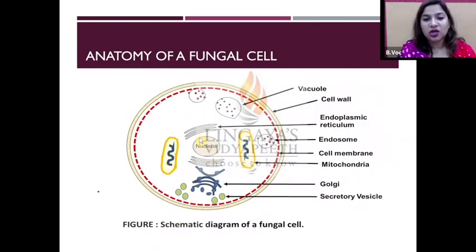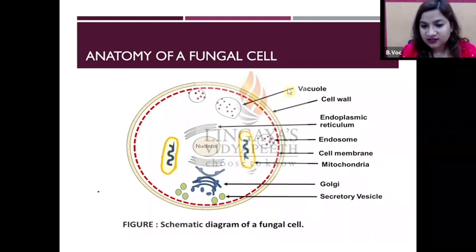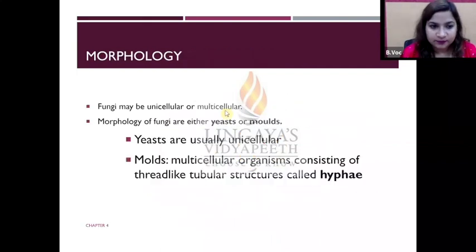This is the internal structure of the fungal cell. You can see the anatomy of a fungal cell. It consists of a cell wall. Inside the cell wall, there are vacuoles and endoplasmic reticulum. Endosomes are there. The cell membrane is there, then mitochondria. Golgi bodies are there, and secretory vesicles are also there. So this is the anatomy of a fungal cell. The cell wall of the fungus consists of glucans and chitin.